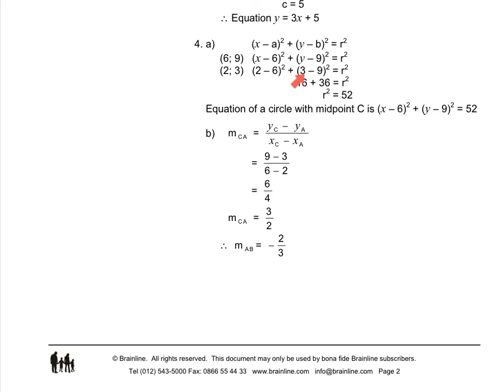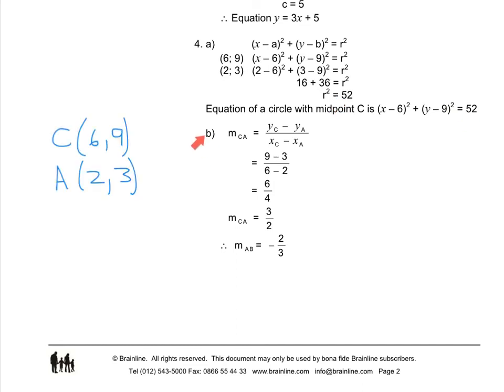Then I can simplify my brackets. 2 minus 6 is minus 4, and minus 4 squared means that minus 4 times minus 4 is 16. 3 minus 9 is minus 6, and minus 6 squared becomes a positive 36. Adding the two constant values together, 16 plus 36 gives me the r squared value equal to 52. Therefore, I can conclude that the equation of this circle is (x minus 6) squared plus (y minus 9) squared equal to r squared, which is 52.